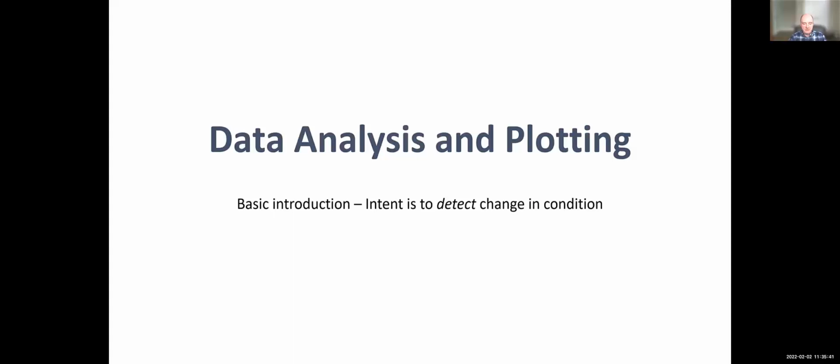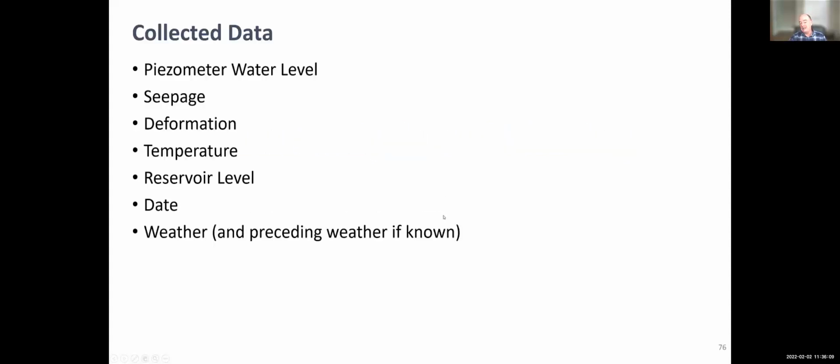So we're going to switch. We've given a kind of quick overview of really common instruments that could be used. Now we're going to talk about analyzing the data collected by those instruments and how you might plot it. Because the plotting of the data is part of the analysis process. And really the intent is to detect changes in conditions, right? But to be able to detect a change, we do need to know baseline conditions. What are our normal conditions?